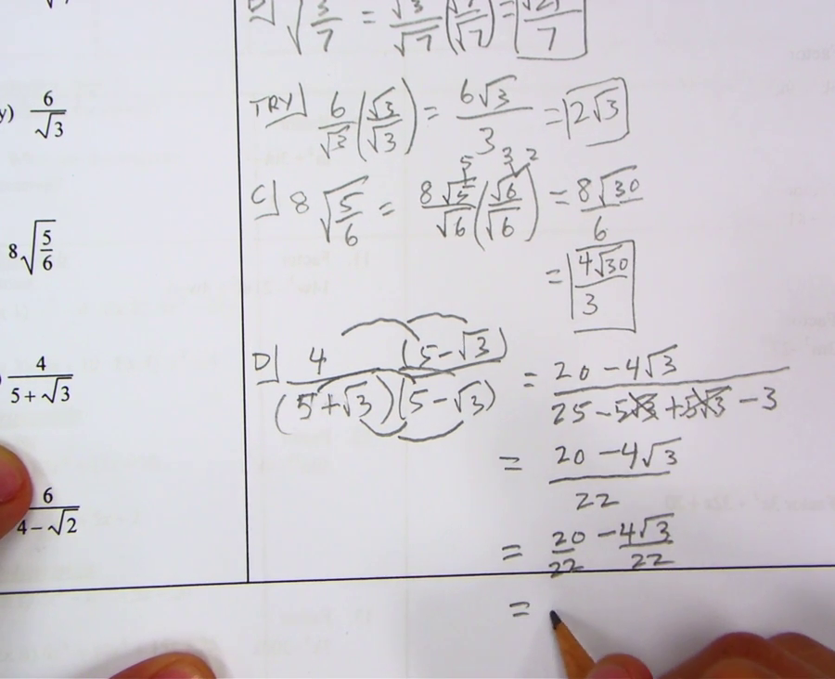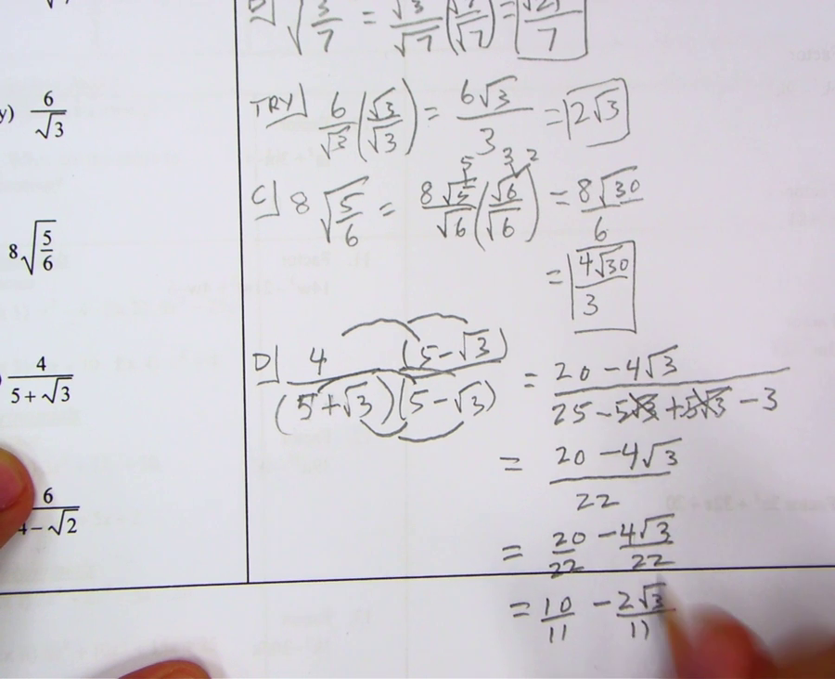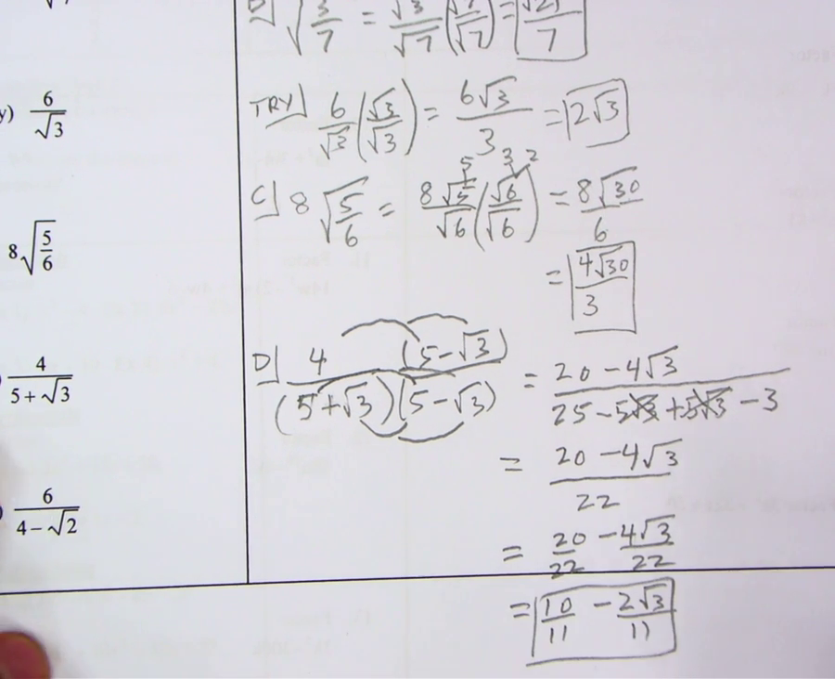20 over 22 reduces to 10 over 11. 4 over 22 reduces to 2 square root of 3 over 11. And that's your answer.